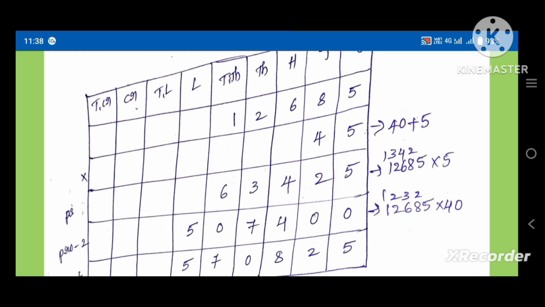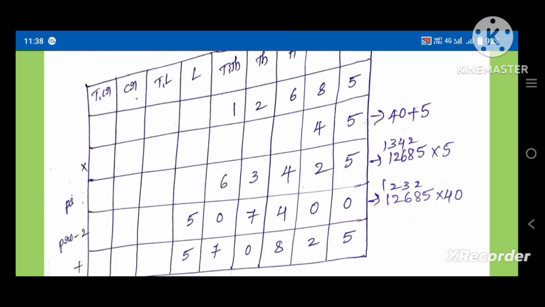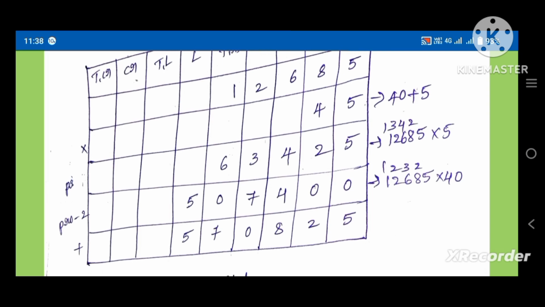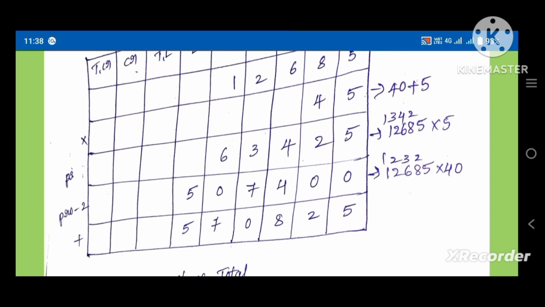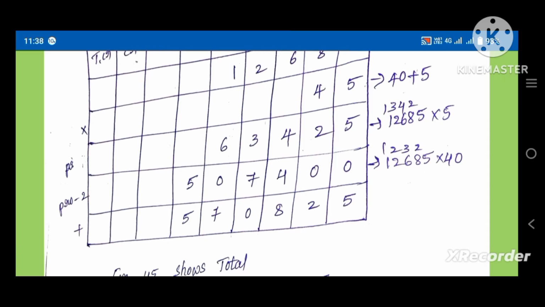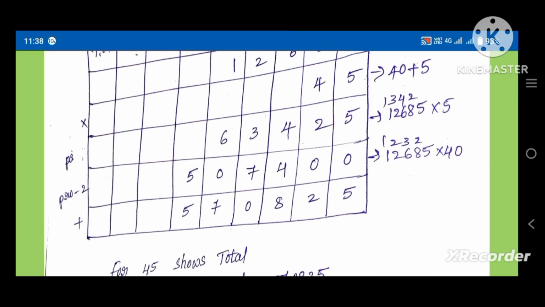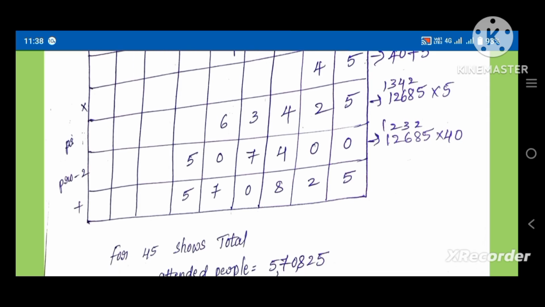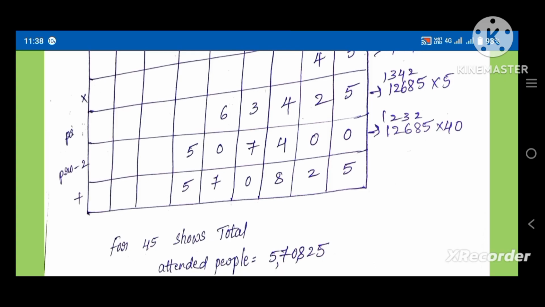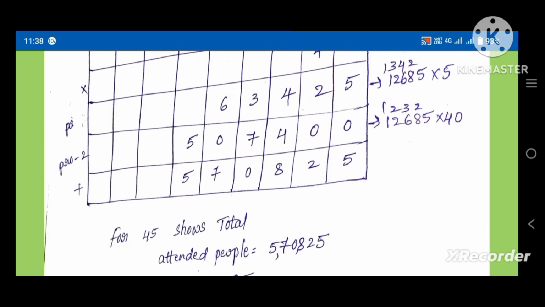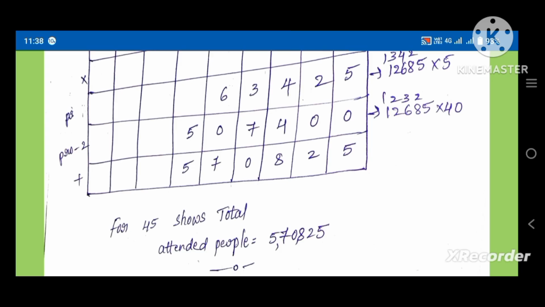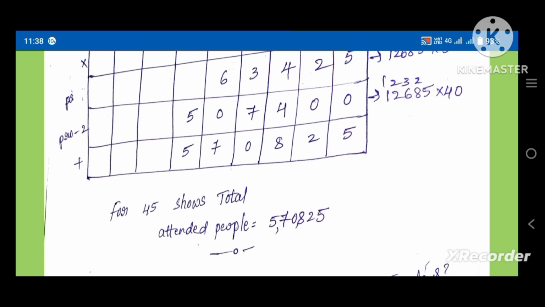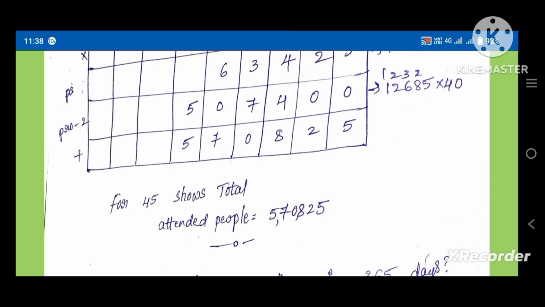Ones place 5, tens place 8, hundreds place 6, thousands place 2, ten-thousands place 1, multiply by 45. 45 means 40 plus 5. First product is multiply 12,685 into 5 is equal to 63,425. Multiply 12,685 into 40 is equal to 5,07,400. Add the two products. 5,70,825. For 45 shows, total attended people is equal to 5,70,825.